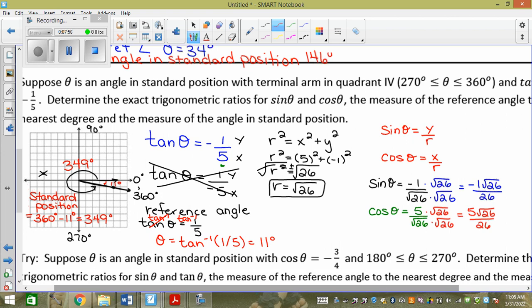No, so it's done. So my standard position angle is 349 degrees, and my two other trig ratios are sine theta, which is negative 1 root 26 over 26, and cos theta, which equals 5 root 26 over 26.